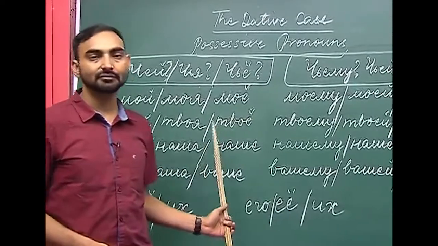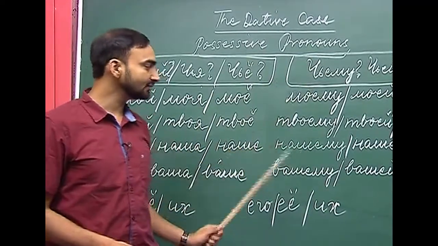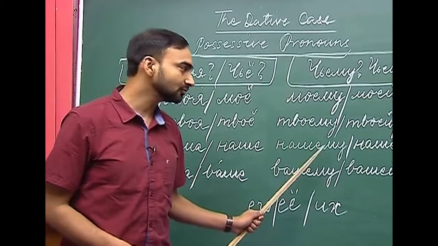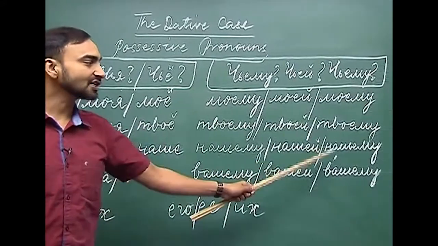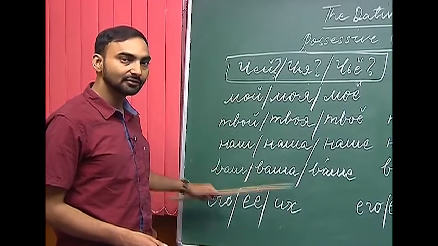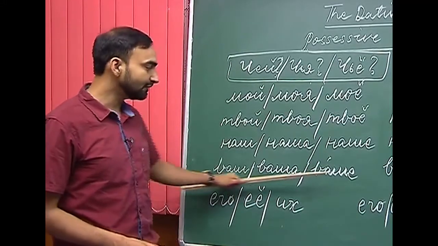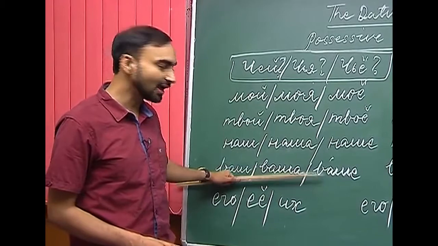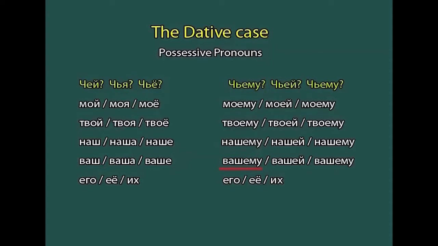So, what happens when these forms of the possessive pronouns are used in the dative case? Nash becomes nashemu, nasha becomes nashei, nashe becomes nashemu. Vash, which is derived from the second person plural we, again has three forms: vash masculine, vasha feminine and vashe neuter. Vash in the dative case becomes vashemu, vasha becomes vashei and vashe becomes vashemu.